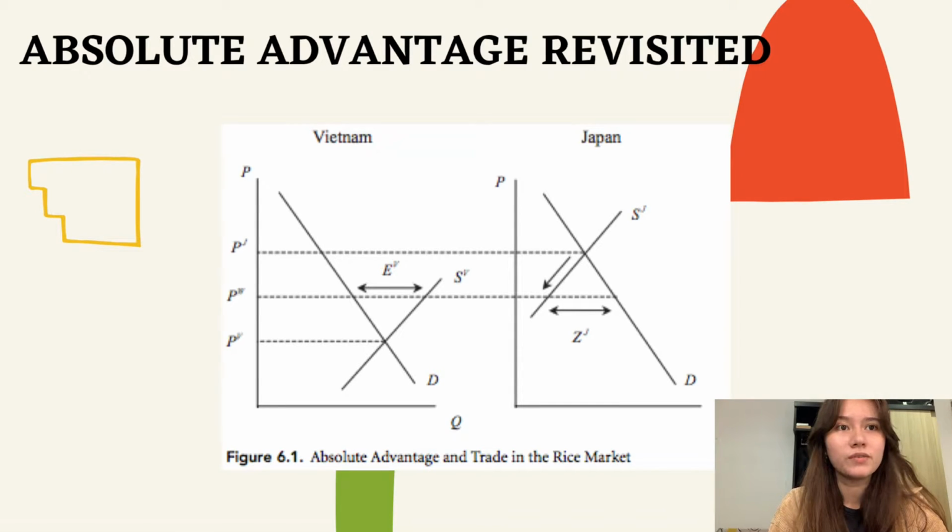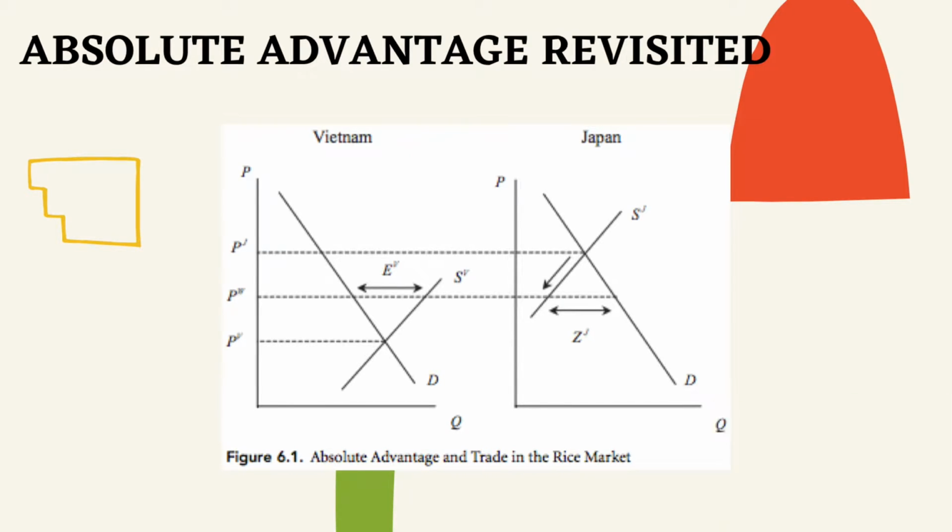Note that in moving from autarky to trade in the figure, there is a reduction in domestic quantity supplied in Japan, as indicated by the downward arrow along SJ. It is possible that the firms producing rice in Japan will lobby the Japanese government to oppose this decrease in domestic quantity supplied, demanding protection from Vietnam's exports.